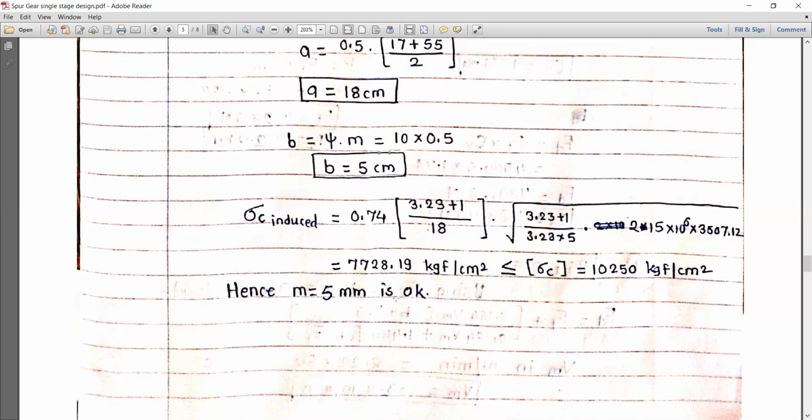Okay, so I request all of you just go through the design, go to the PSG pages and just memorize this one. The remaining design we will discuss in the next lecture.